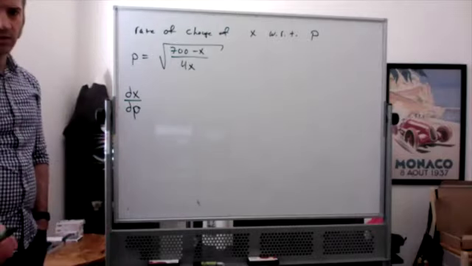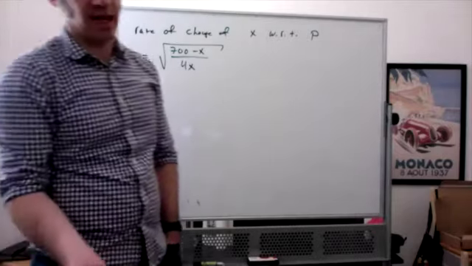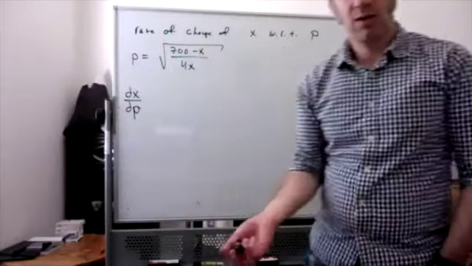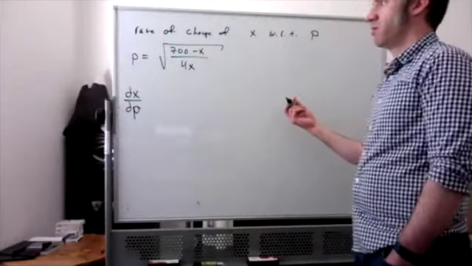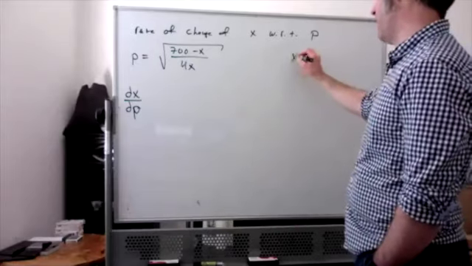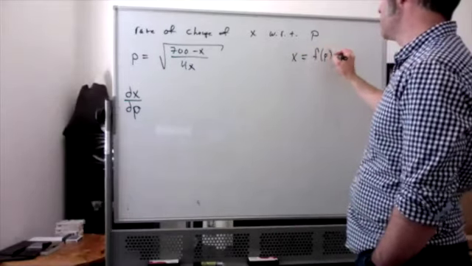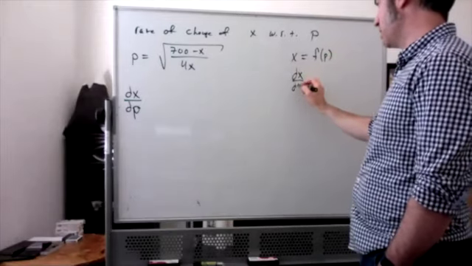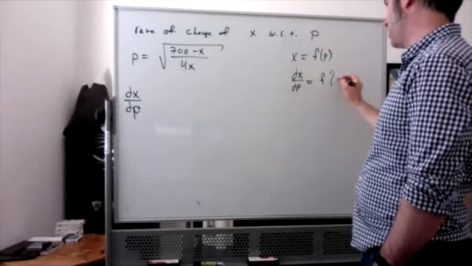But the problem is, typically to find dx/dp, you would have to solve for x as a function of p, right? We would love to write that x is a function of p, and then dx/dp is equal to f prime of p.